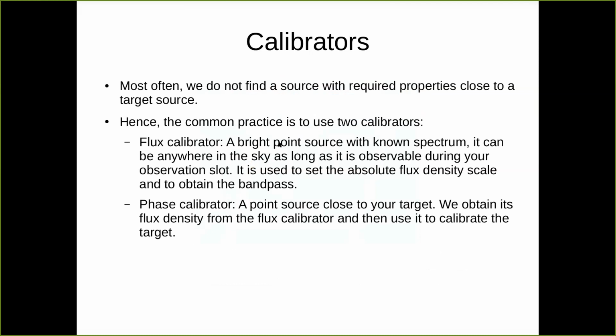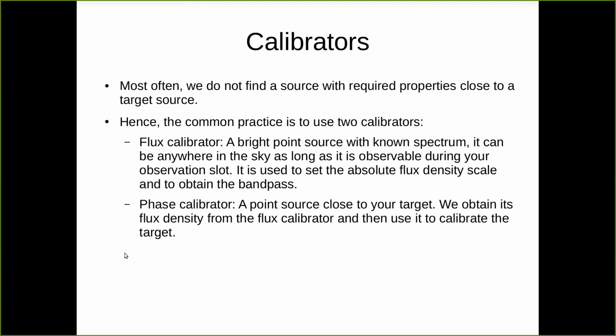It's a bright point source, you know its spectrum well, and it is constant in time, does not vary. And this will be your primary calibrator. You will use this to set the absolute flux density scale, and also to obtain the bandpass, which Pritha will explain today itself. And the other source is the phase calibrator, which is the source close to your target field. It is a point source, but you may or may not know its flux density, and it's not necessarily required to have a constant flux density also.